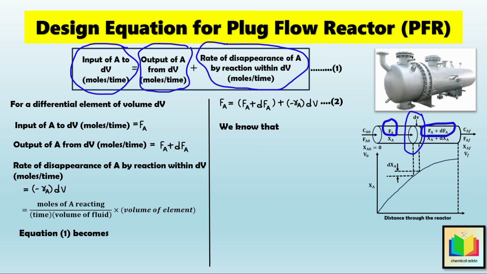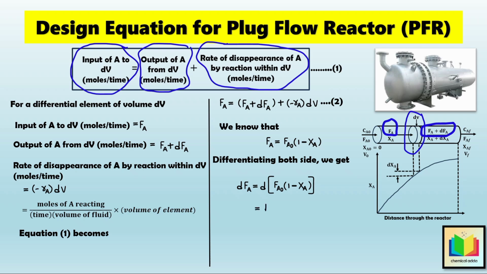But we know that the molar flow rate of A, that is, Fa, can be written in terms of conversion as Fa is equal to Fa0 into 1 minus Xa. Now let's differentiate the above equation on both sides to calculate dFa, which we can substitute in equation 2, and then we can easily derive the design equation. So after differentiating the above equation on both sides, we get dFa is equal to d of Fa0 into 1 minus Xa. So after solving this equation, we get, after applying the differentiating formula, dFa is equal to minus Fa0 into dXa.